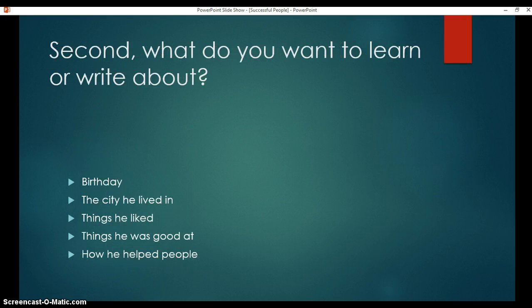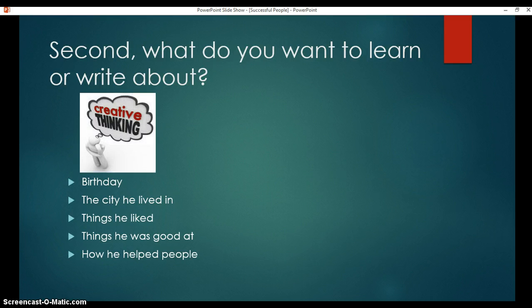Second, what do you want to learn or write about? So this is going to take some thinking, and I gave you some ideas, such as maybe you want to write about his birthday, the city he lived in, or things he liked, things he was good at, or how he helped people. These are just ideas. There are a lot more things that you could write about for your person.